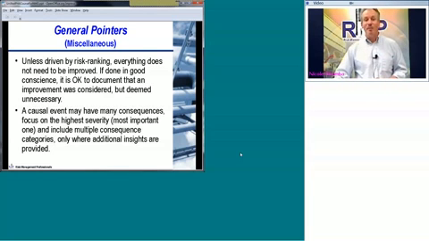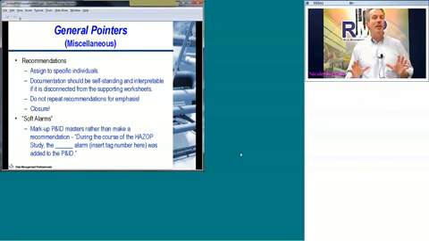With respect to recommendations, make sure they're assigned to specific individuals. When they're generalized, a lot of times at an operating facility, they get deprioritized and don't get work done for years and either cause safety problems or issues with respect to regulatory problems. Documentation should be self-standing and interpretable if it's disconnected from the supporting worksheets. If you've got a recommendation, it's going to get plucked out, put on somebody else's desk. It needs to be complete with respect to why it needs to be done and what needs to be done very specifically.